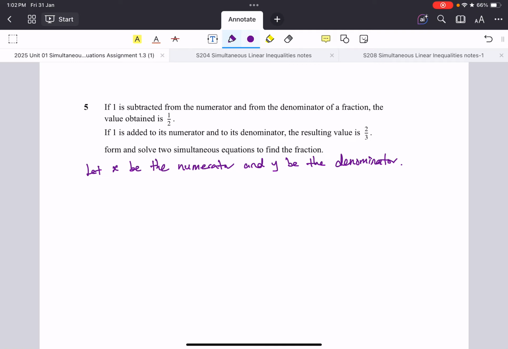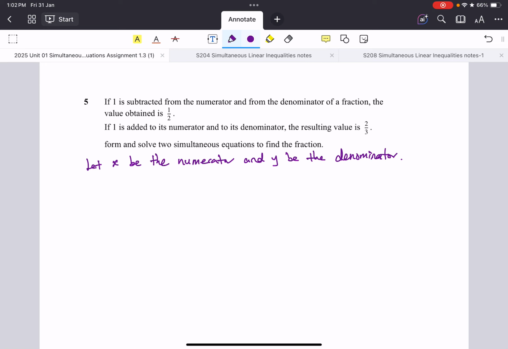Okay, so once we have that, we can figure out the first equation. We have x in the numerator, and I subtract 1 from it. y in the denominator, I subtract 1 from it. The value is actually half. So what we can do is we cross multiply. So 2x minus 2 is equals to y minus 1. That means we can write down y is equals to 2x minus 1. Call this equation 1. This is fine, right?